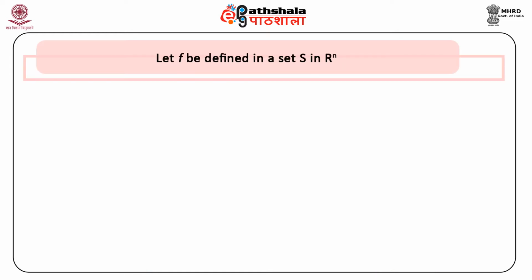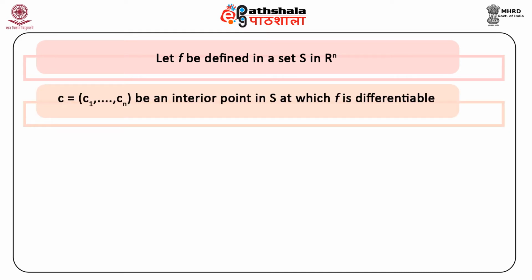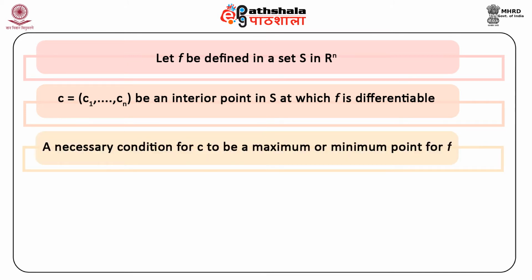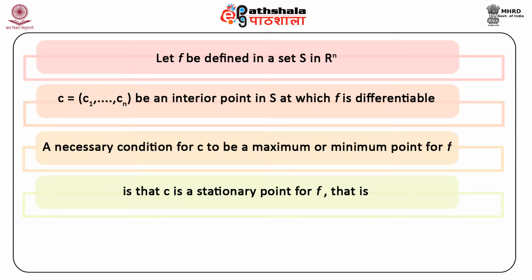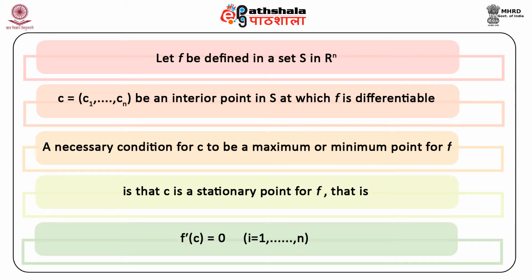Theorem: let f be defined in a set S in Rn space and let C equal to C1 till Cn be an interior point in S at which f is differentiable. A necessary condition for C to be a maximum or minimum point for f is that C is a stationary point for f, that is f i dash of C is equal to 0 for i going from 1 till n.